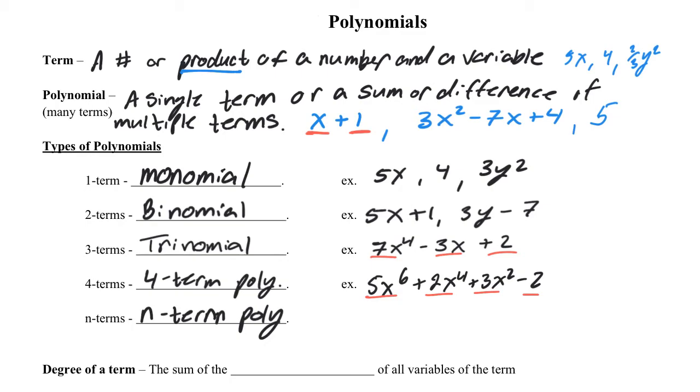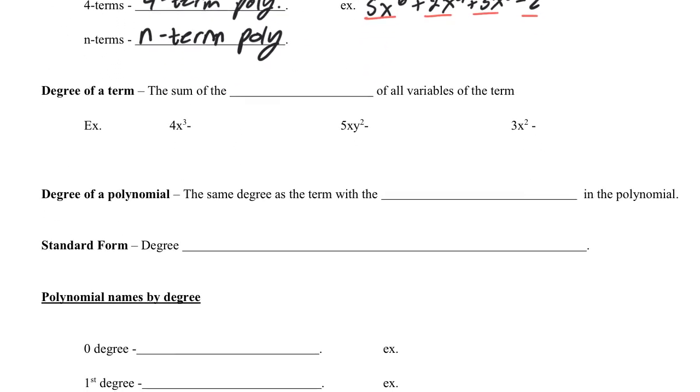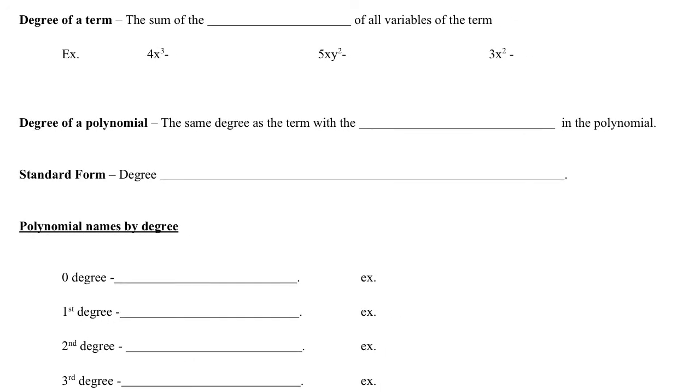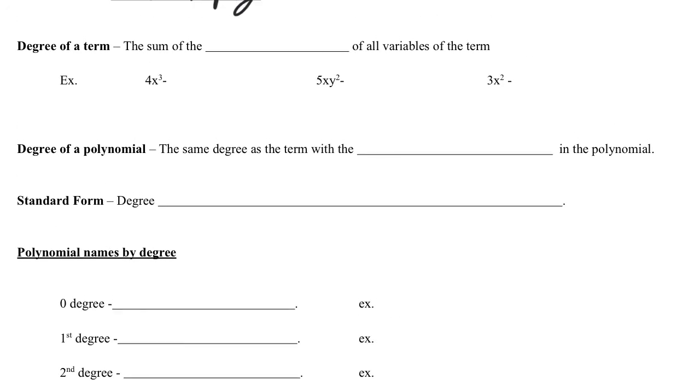But polynomials have another identifying feature, and that has to do with the degree of the polynomial. A degree in a term is basically the sum of the exponents of all of the variables in the term. Most of the time we're going to be dealing with a single exponent, but sometimes we might have more. So all we want to do for this is look at the degrees, or the exponents, really. Here, the only exponent is 3. So this would be a third degree.